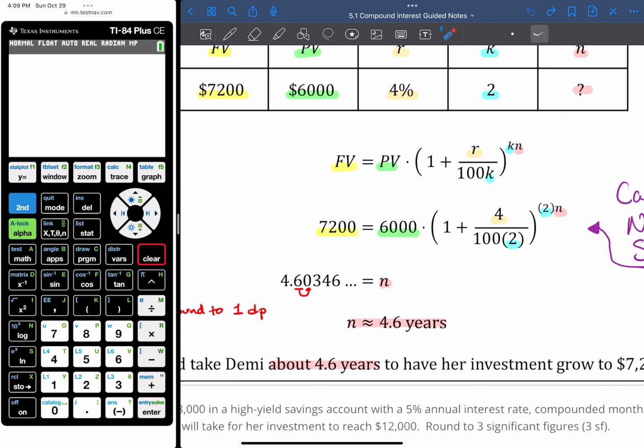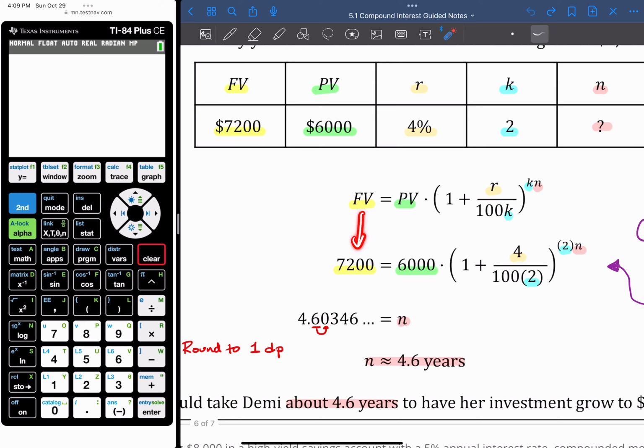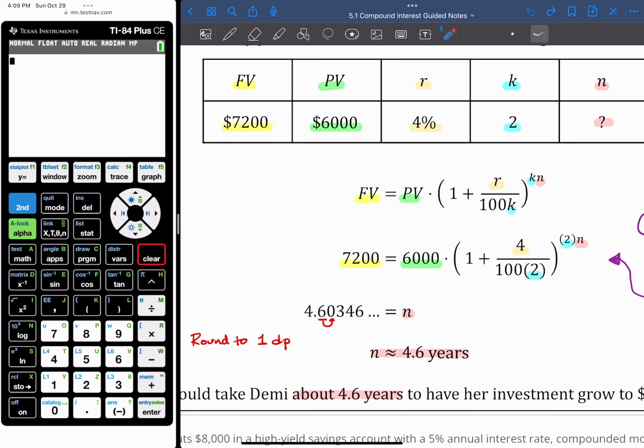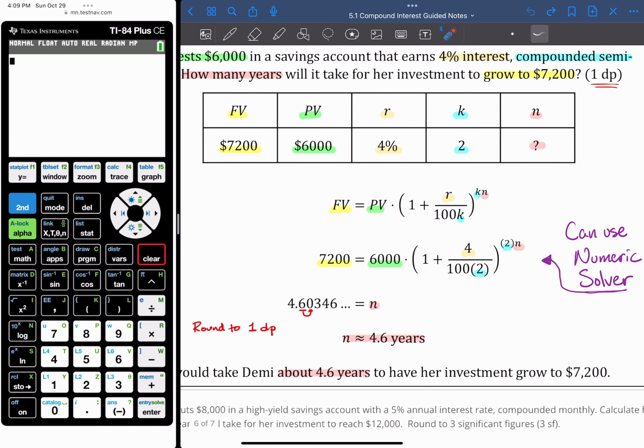So we can use our formula, plug in everything that we know. Final value, 7,200. Starting value is 6,000. R value is 4. K, how many times it compounds? Twice a year. The mystery is the n value, how many years. So again, we can use numeric solver to help us speed through this, but you can also solve it by hand. So let's use numeric solver.